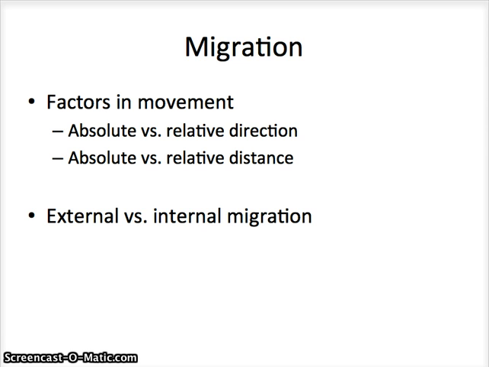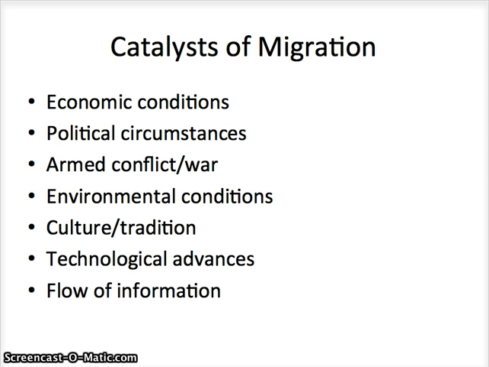And there are many, many different reasons why people move. This is a list of just a few catalysts of migration. This is not all the reasons people move. But many times they'll move for economic conditions, which can be the overall economic climate, or can be for a particular job. Political circumstances, political unrest, armed conflict, civil war. It could be environmental conditions, anywhere from a big natural disaster to just preferring a particular climate for health reasons.